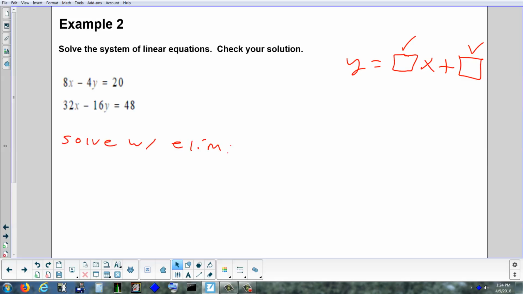Any questions on how we figured that out? Because you have a choice here. It just says solve. You're going to have to figure out on the test to use elimination.